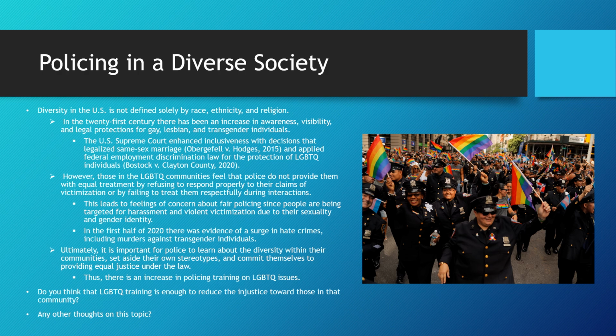And in the first half of 2020, there was evidence of a surge in hate crimes, including murders against transgender individuals. Ultimately, it's important for police to learn about the diversity within their communities, set aside their own stereotypes, and commit themselves to providing equal justice under the law. Thus, there is an increase in police training on LGBTQ issues.